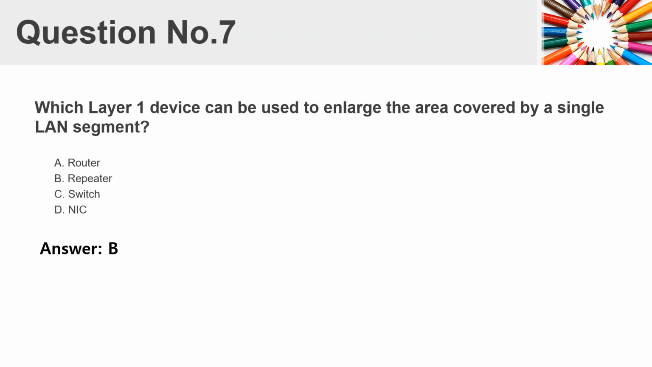Question number 7. Which Layer 1 device can be used to enlarge the area covered by a single LAN segment? A. Router. B. Repeater. C. Switch. D. NIC. Answer: B.